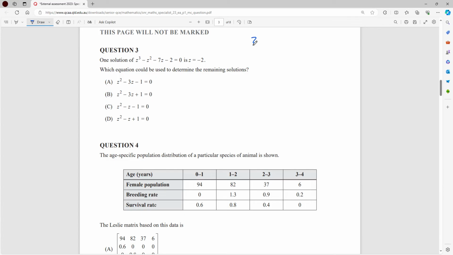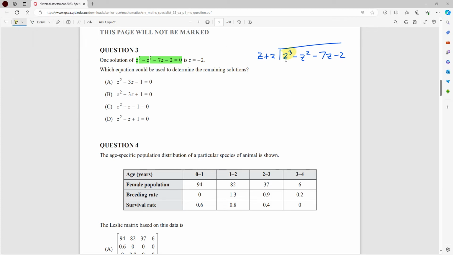So if z equals negative 2 is a solution, then z plus 2 must be a factor of this corresponding polynomial here. So the equation we're going to get is what happens when we divide this by this equation here. So what we're going to do is just set up a long division. So this would be z plus 2 divided into z cubed minus z squared minus 7z minus 2, okay? So then we just do long division on this.